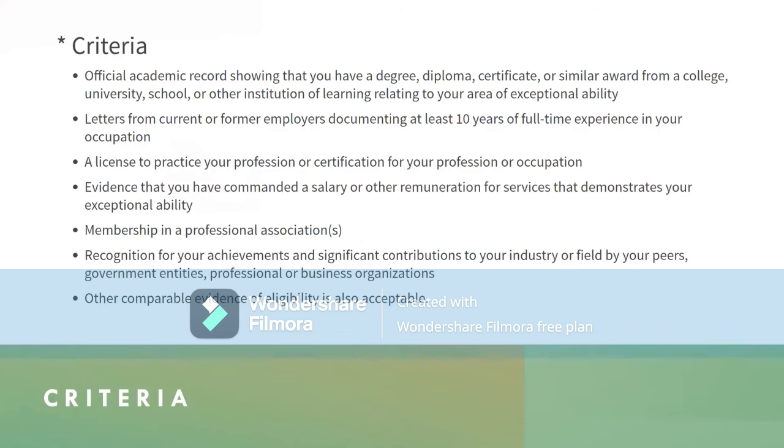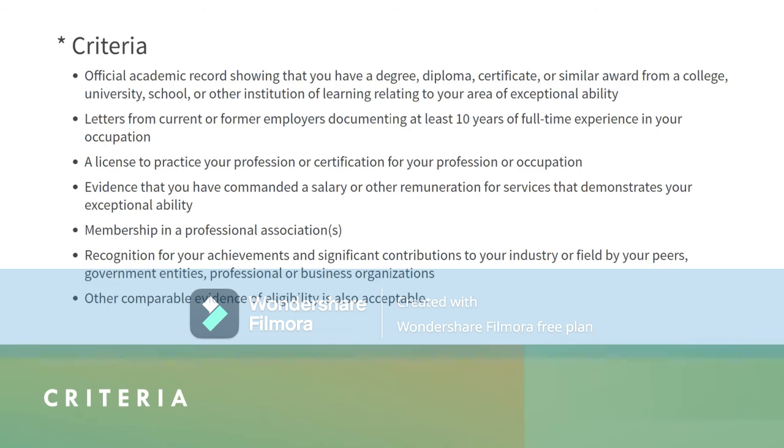Now, let's talk about this. College in the US simply means probably a university, but some of them don't have postgraduate courses. So you must have transcripts. That's the major thing. You must have your transcript, your academic record, and the certificate of that degree. That's the evidence that you qualified. Now, the letter from current or former employers showing at least 10 years of full-time experience in your occupation.